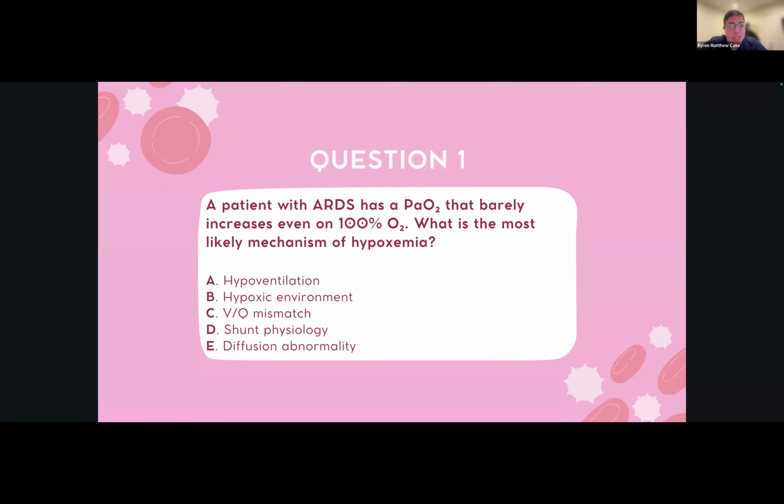A patient with ARDS has a PaO2 that barely increases even on 100% O2. What is the most likely mechanism of hypoxemia? And I can't even see the chat for people who want to answer.